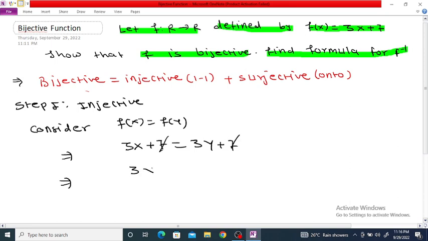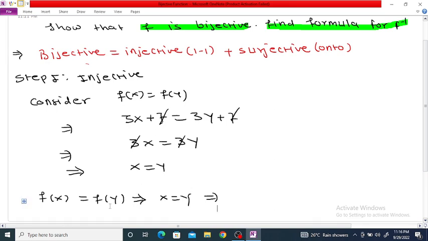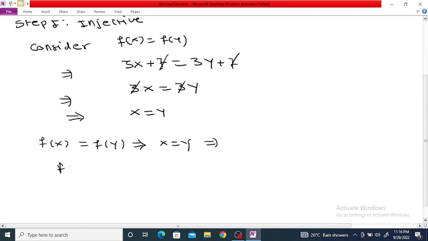So we get 3x is equal to 3y. Now we can divide by 3 on both sides, or we can cancel this 3, and then we get x is equal to y. So f of x is equal to f of y implies x is equal to y, and hence f is an injective function, or in other words a one-one function.